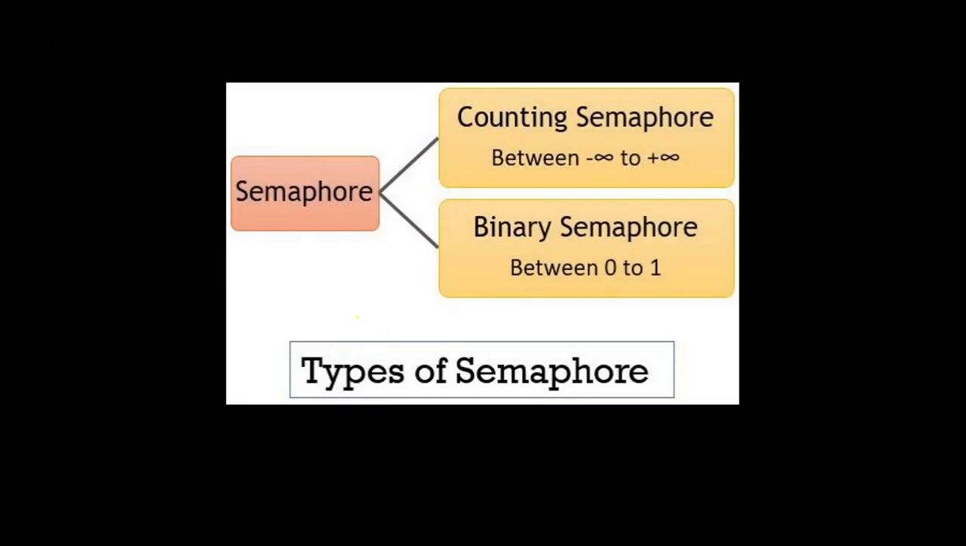So we have two semaphores, counting semaphore and binary semaphore. So counting semaphore can have any value from minus infinity to plus infinity, and binary semaphore are having values only between 0 and 1. Binary semaphores को ही we say as mutex.